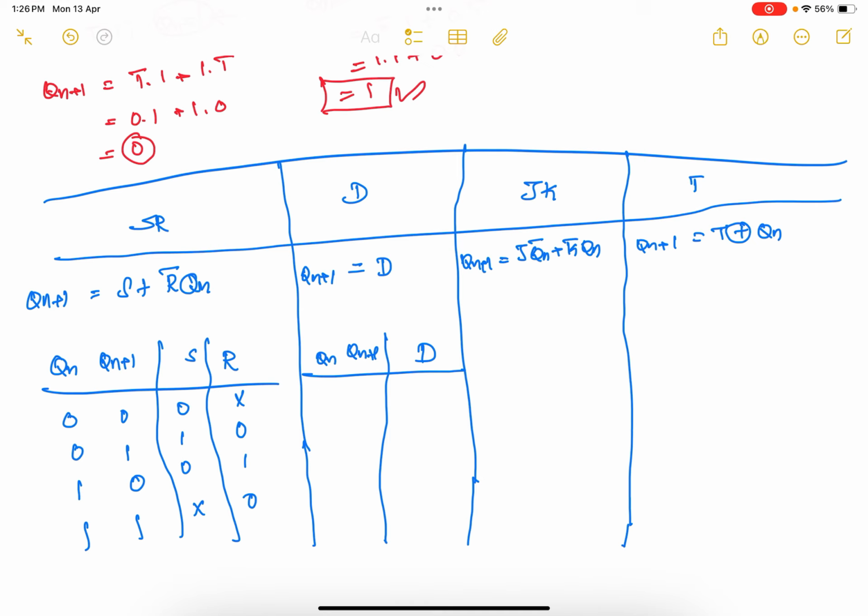But for the D flip-flop, what is it? 0 0, 0 1, 1 0 and 1 1. For the D flip-flop, the next state and the present state are the same, 0 1 0 1. You will get it here.